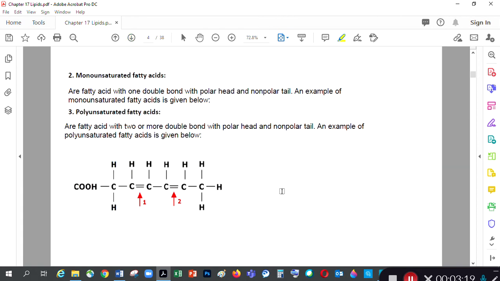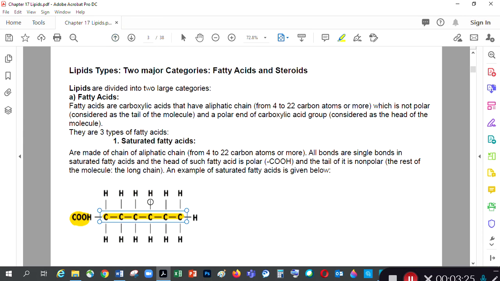The fatty acid can have three types. Let's look at the types. The first we have seen here: saturated fatty acids. What is unique about saturated fatty acids is that you don't have any double bond at all. All the bonds are single bonds. So you have 22 carbon atoms or more connected by single bonds. So this is a saturated fatty acid.